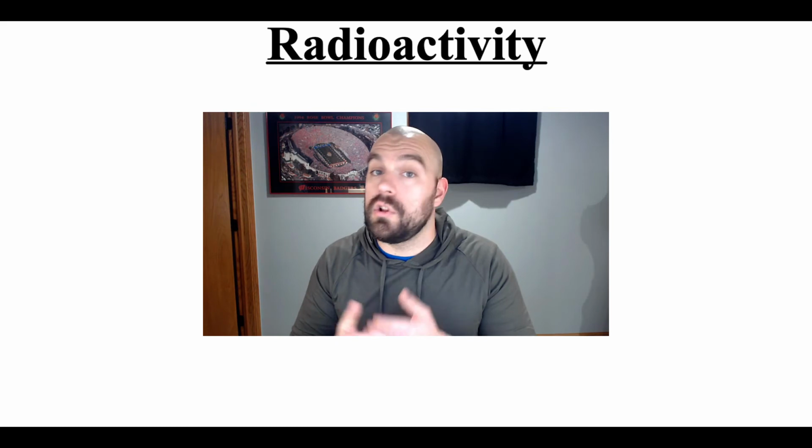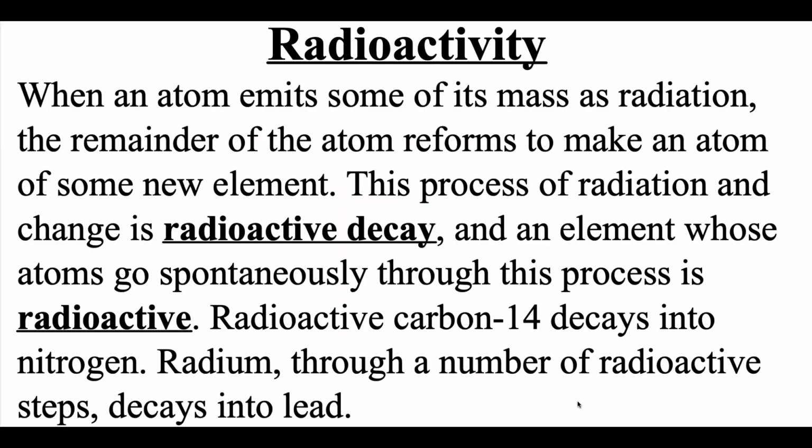In this video, we're going to look at radioactivity. When an atom emits some of its mass as radiation, the remainder of that atom reforms to make an atom of some new element. This process of radiation and change is called radioactive decay. An element whose atoms spontaneously go through this process we call radioactive. Radioactive carbon-14 decays into nitrogen, and radium, through a number of radioactive steps, ends up decaying into lead.